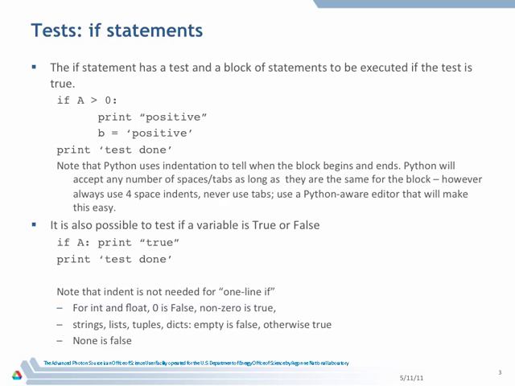How does it know what statements are part of the if statement and what statements aren't? It looks at the indentation. So these two statements will be done only if A is positive. This statement will be done always.